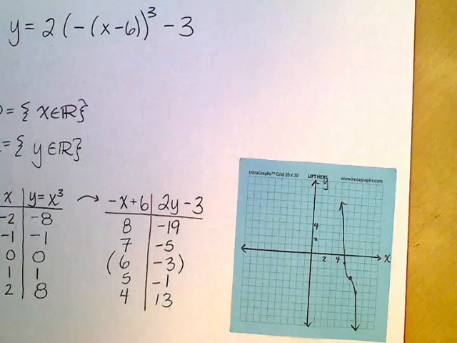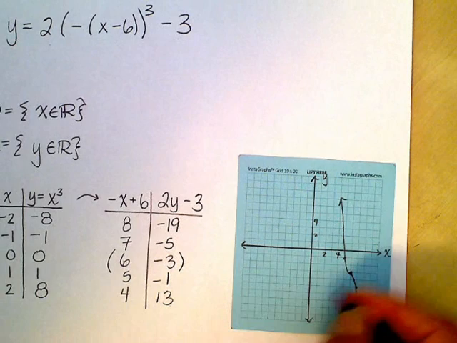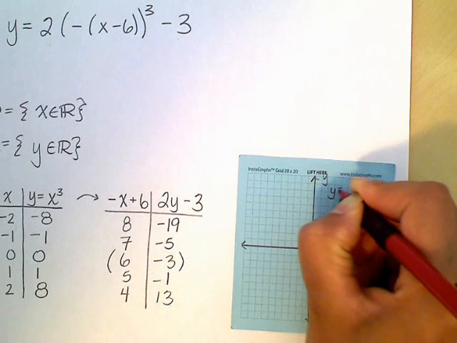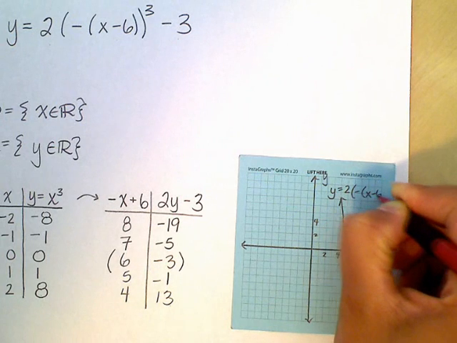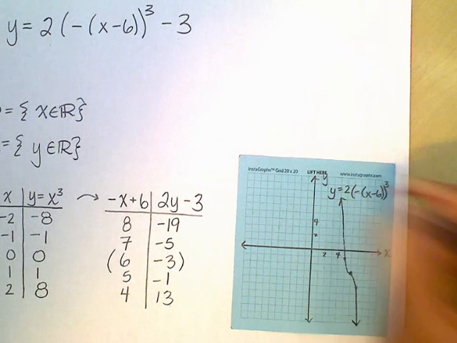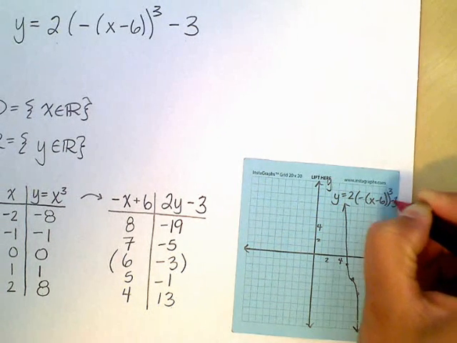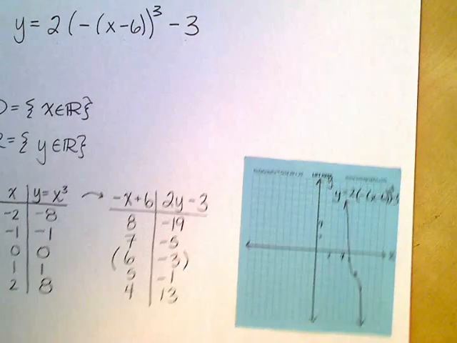Okay, and the last thing I'm going to do is label the graph. So y equals 2, bracket negative x minus 6, to the exponent 3, minus 3. Okay, so don't forget to label your graph as well. And that's it.